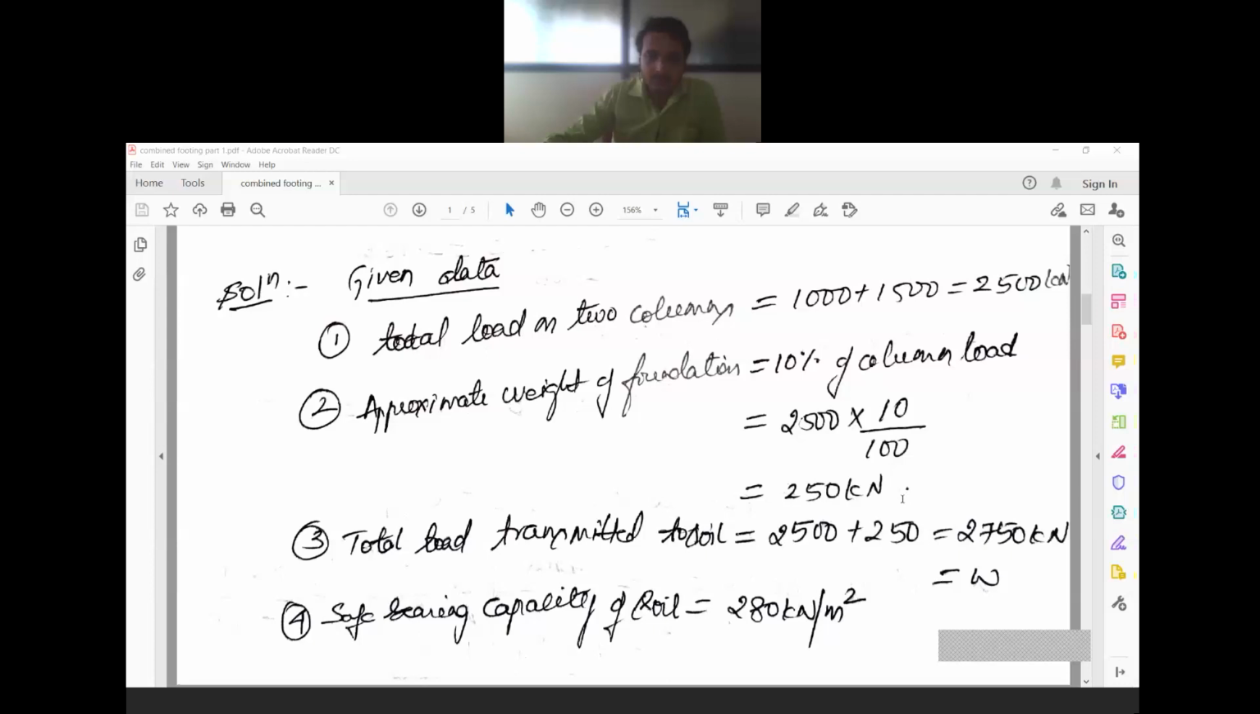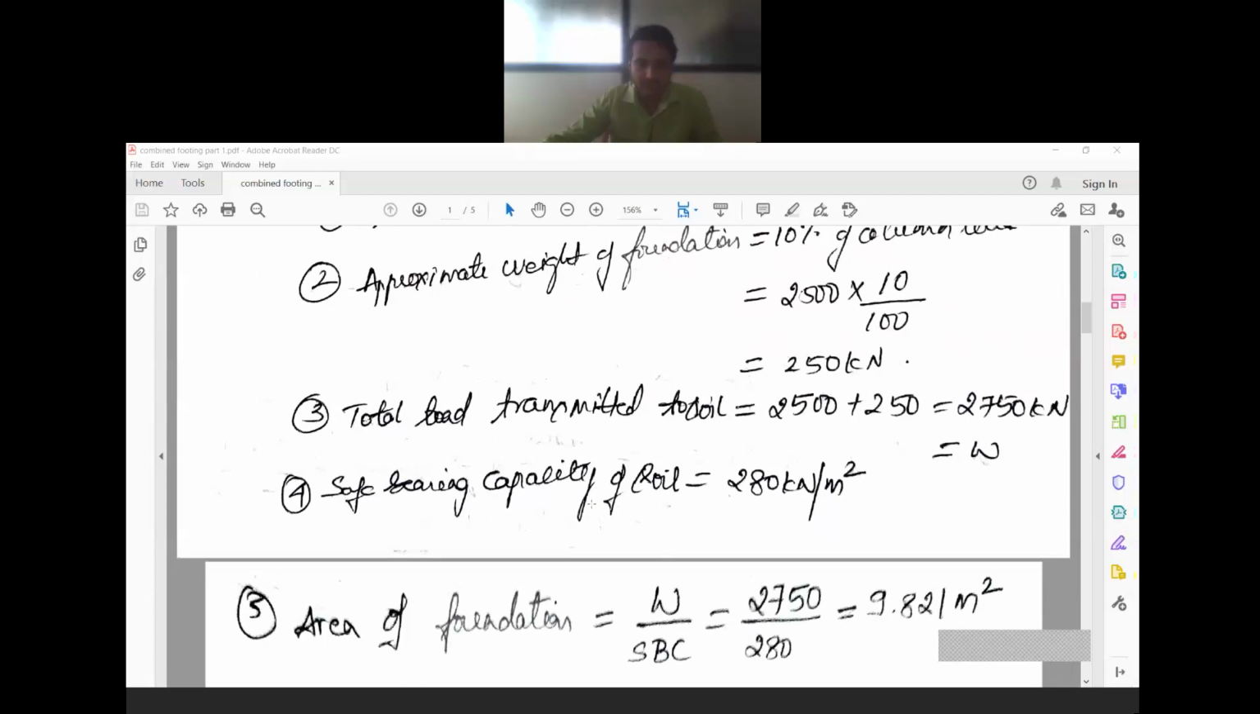So total load transmitted to soil is 2500 plus 250, which is equal to 2750 kilonewton. 2750 kilonewton is the actual load on the foundation which is being transferred to the soil. So this is what that means.